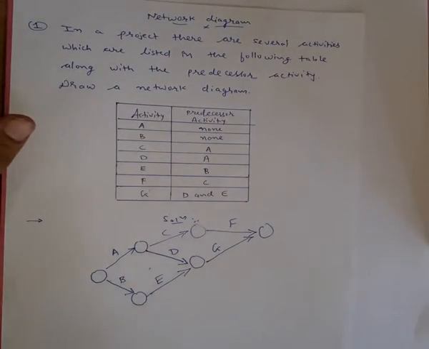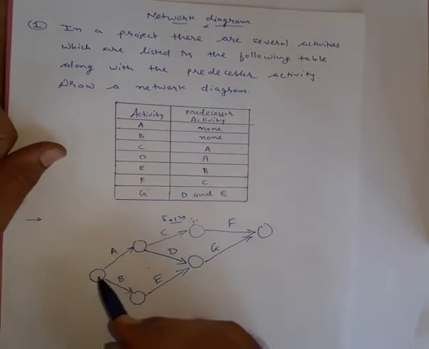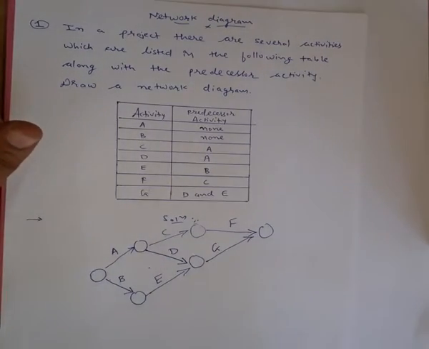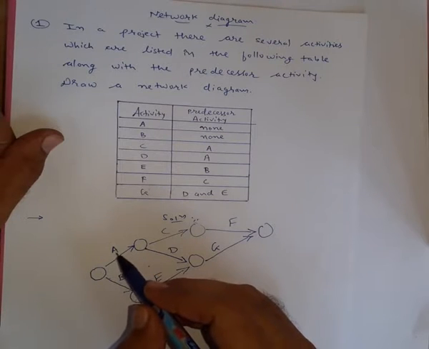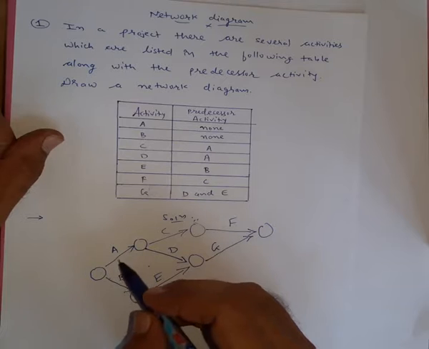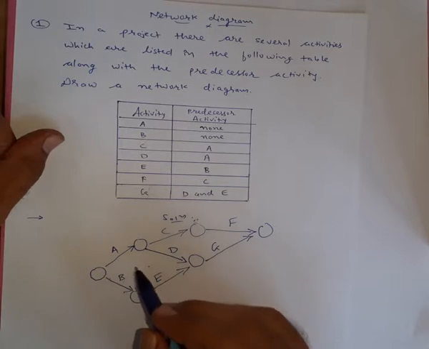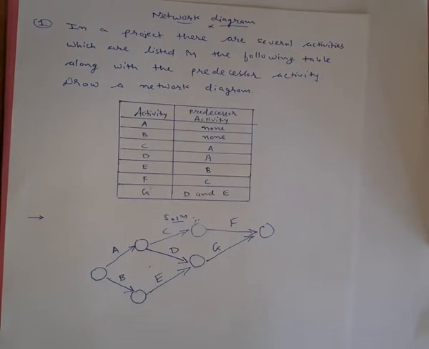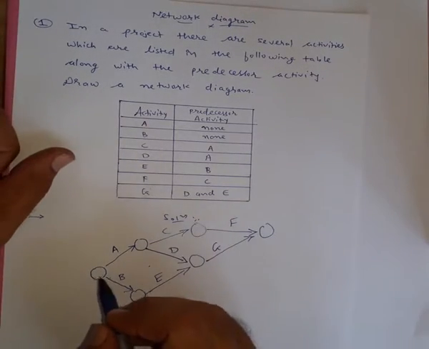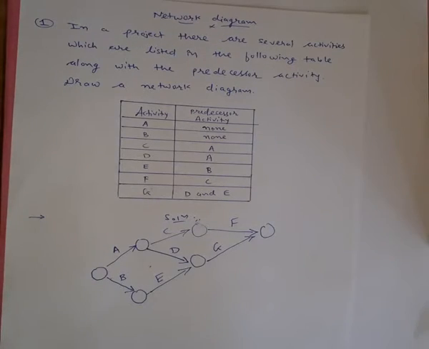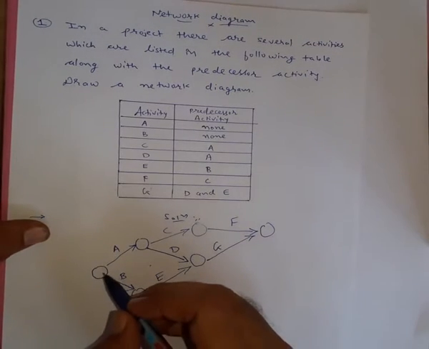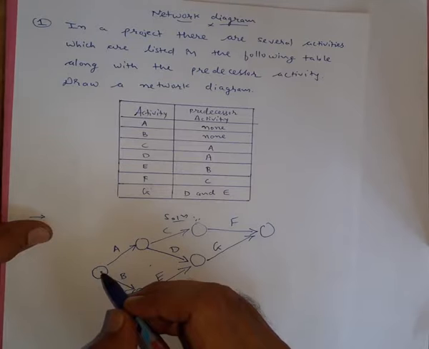Now these circles or rounds are called nodes, and the arrow is where we will write the activity name. Upon this arrow I have written the activity A name. So upon the arrow we will have to write the names of activities. Now we will have to give numbers to these nodes, as we had seen in our previous lecture, how to number the nodes. So for each activity there will be one tail and one head.